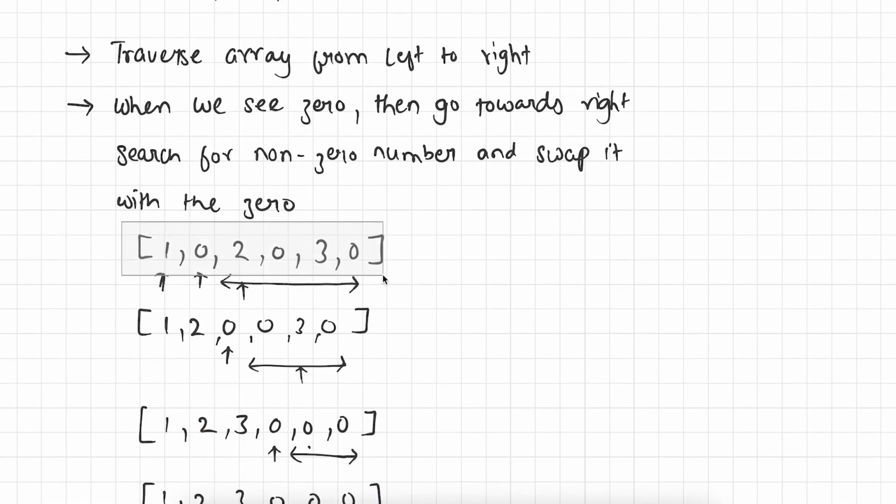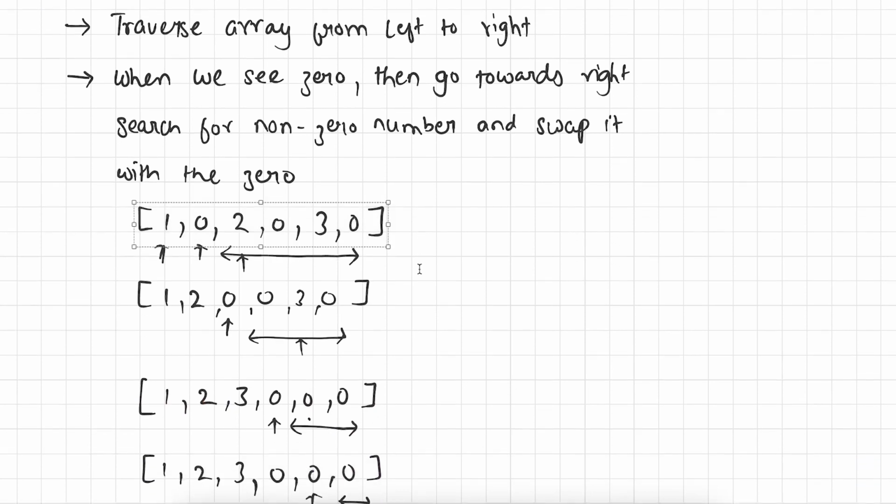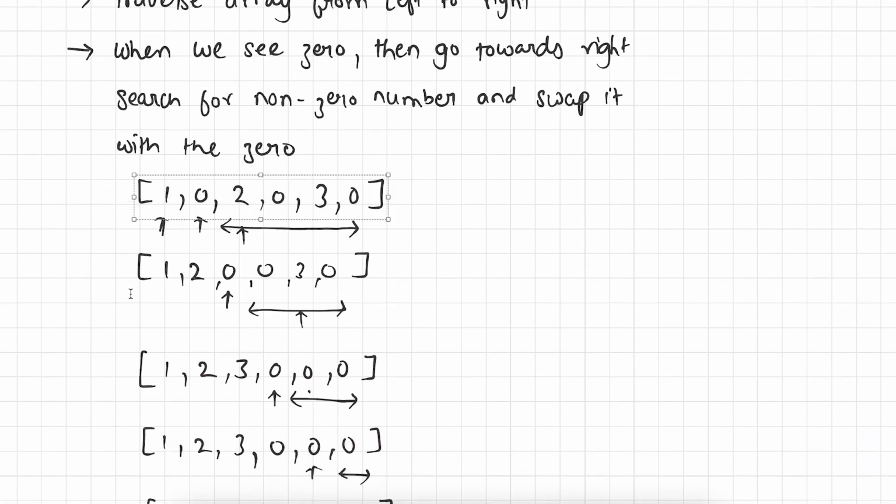Let's see, we have this array 1, 0, 2, 0, 3, 0. We start traversing this array. We get the first element as 1, so we do not have to do anything. We move to the next element and this is a 0. Now we have to move this 0 to the end. So we start traversing from the next element to the last element and find the first non-zero element, and we find here that 2 is the non-zero element. So we swap both the elements with each other. Now we get our array as 1, 2, 0, 0, 3, 0.